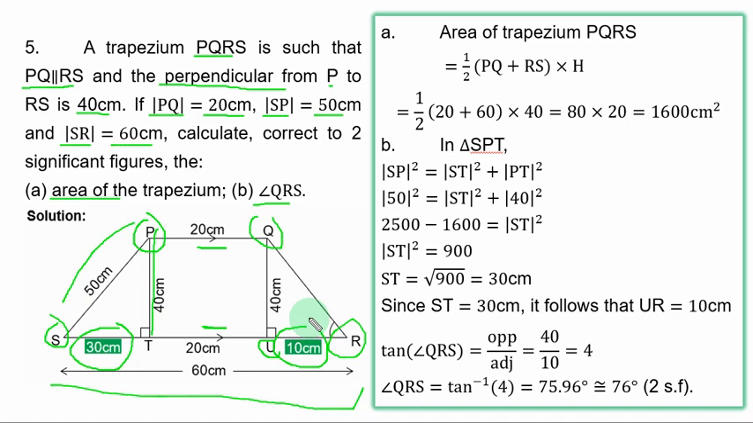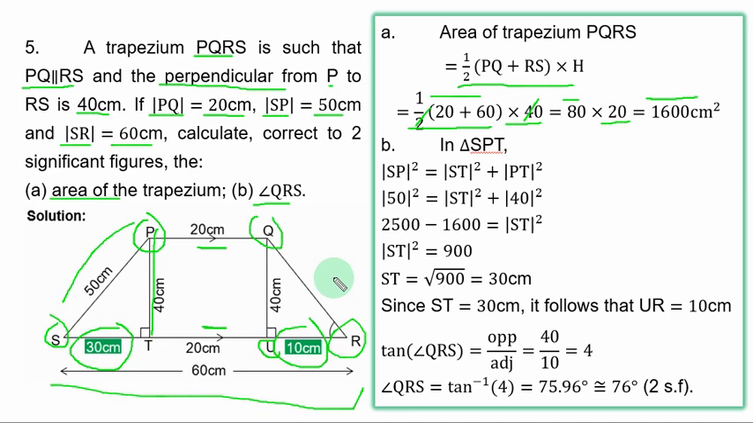So A, the area of a trapezium is simply 1/2 times the sum of parallel sides times height. The parallel sides are PQ and RS, times height. So you have 1/2 times PQ, which is 20, plus RS, 60, times height 40. You can divide 40 by 2 and you have 20. If you add here, you have 80. So you multiply 80 by 20, that is 1,600 square centimeters.